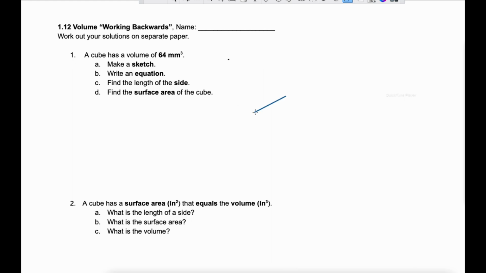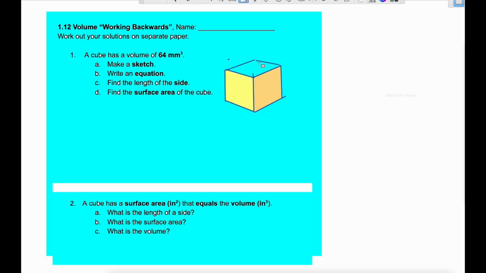So what do we know about a cube's dimensions? Well, they're all the same, right, for a cube? And so let's make a quick sketch here. And of course, it's not to scale or anything. Let's fill in this backside. Getting there.